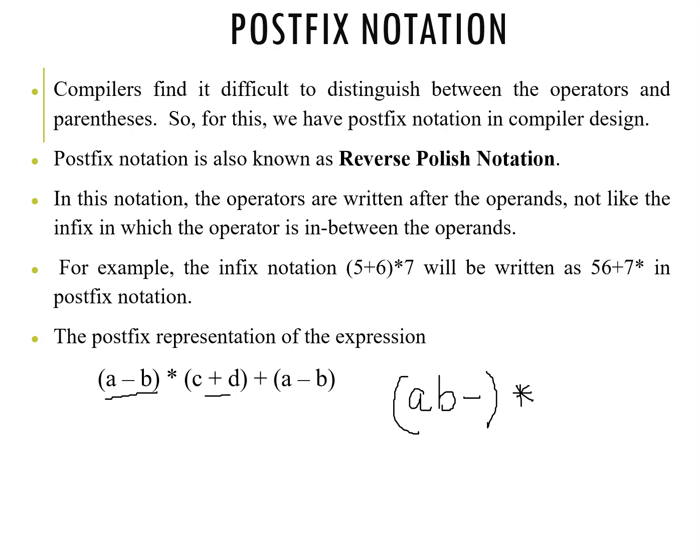Then I have C plus D. I will convert it as C, D, plus. As I said, in postfix, make sure the operator comes after the operands. Then I have plus, and then I have the bracket for A minus B, which I will write as A, B, minus. So this is the basic step.